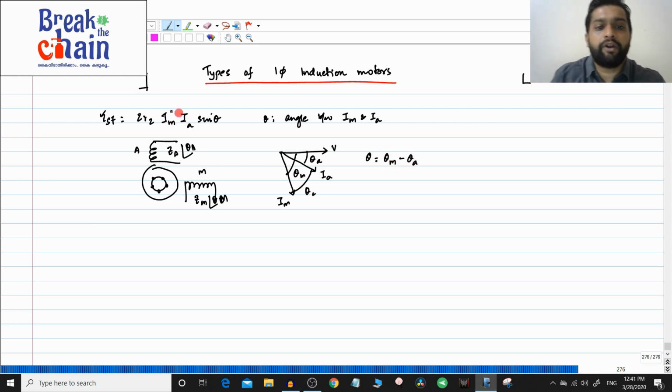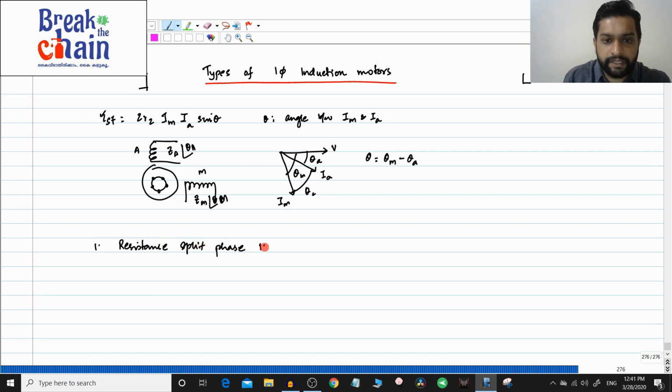Now, based on how we do this, there are a lot of types of induction motors. Out of that, the first one that we are going to discuss today is called the resistance split phase induction motor.